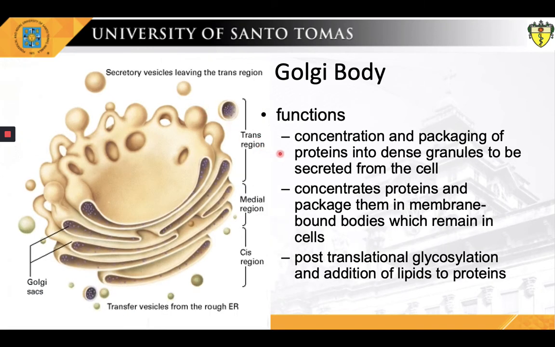Cells synthesize many different macromolecules required for life. The Golgi apparatus is integral in modifying, sorting, and packaging these substances for cell secretion or for use within the cell. The functions of the Golgi body are myriad. Let us enumerate them. First, it accepts proteins from the rough and smooth endoplasmic reticulum system for concentrating and packaging into dense granules which are then secreted from the cell. Next, it is also responsible for concentrating certain proteins and packaging in membrane-bound bodies, such as lysosomes, which remain in the cell. Additionally, it also aids in the post-translational glycosylation and the addition of lipids to proteins.